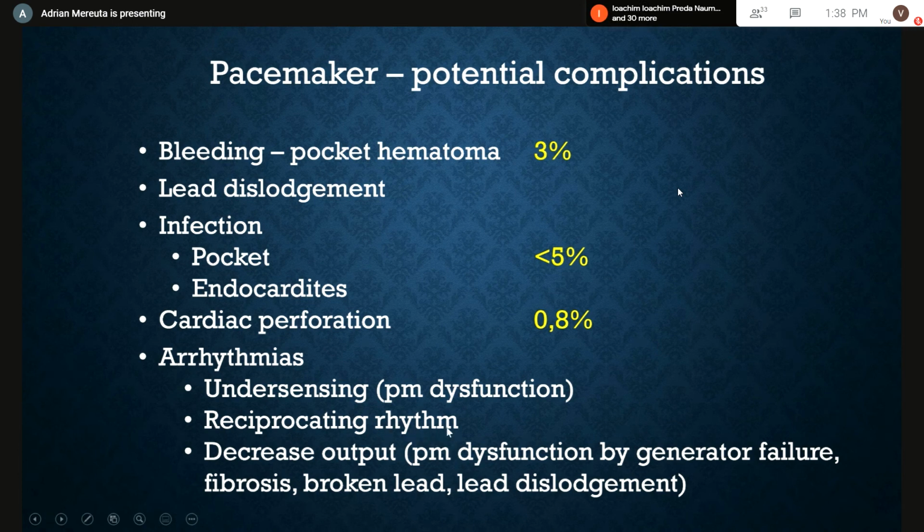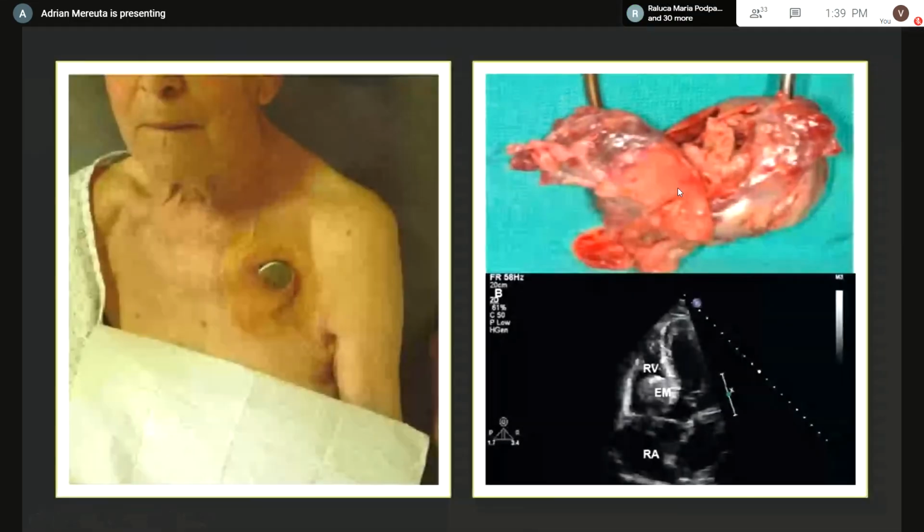That means the stimulated beat will stimulate the atrium, and this will stimulate again, like a circular wave. Or decreased output, or pacemaker dysfunction, or fibrosis over time, or dislodgement. And I'll show a few images.